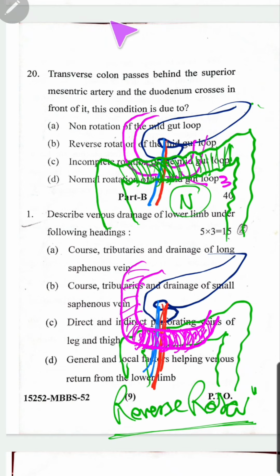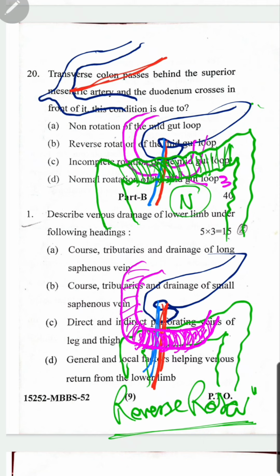Then talking about the non-rotation thing and incomplete rotation. Non-rotation, what will happen? Remember there was this midgut loop. This was having a diverticulum, the vitellointestinal duct, and there was this artery, the superior mesenteric artery to the midgut loop, and these are the branches supplying. So this is the pre-arterial portion, this is the post-arterial portion of the midgut loop, right? That is all you can revise.